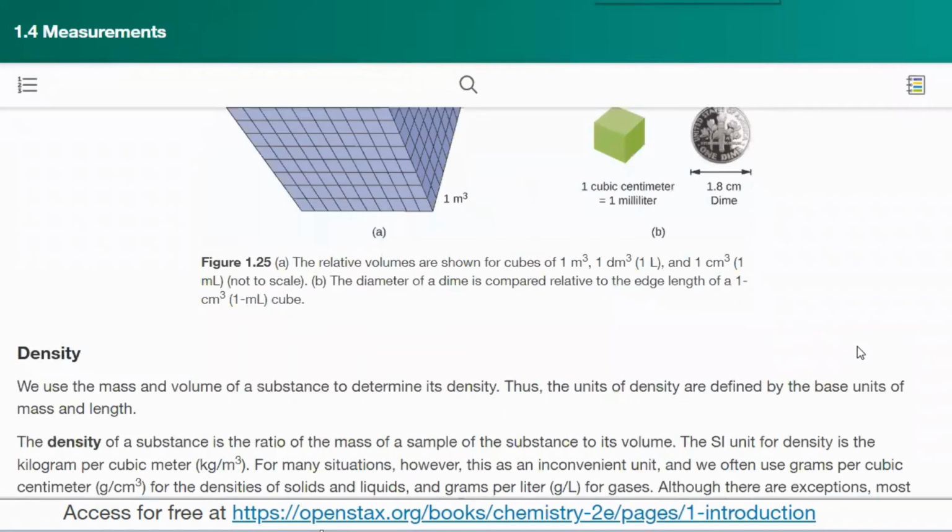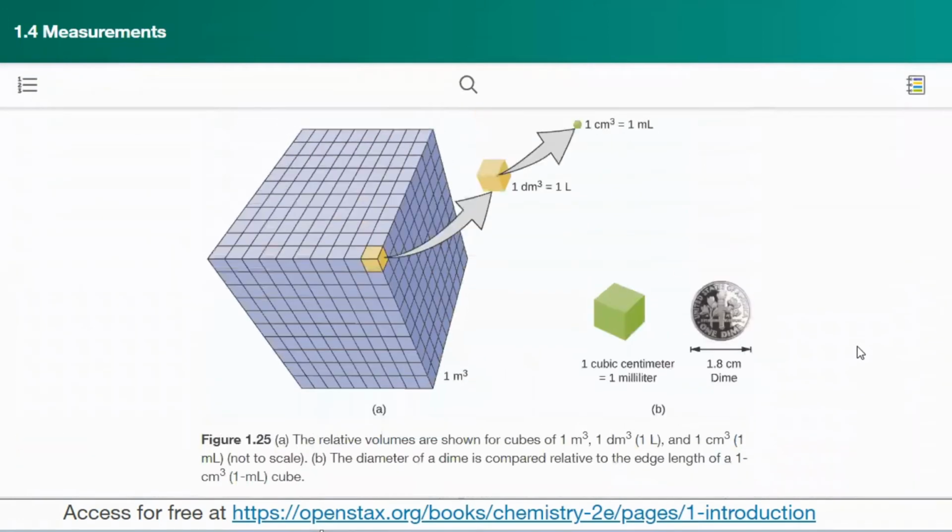So let's look at this diagram, figure 1.25. The relative volumes are shown for cubes of 1 meter cubed, 1 decimeter cubed, which is 1 liter, and 1 centimeter cubed, 1 milliliter. It's not to scale. That's panel A. The diameter of a dime is compared to the edge length of a 1 cubic centimeter or 1 milliliter cube.